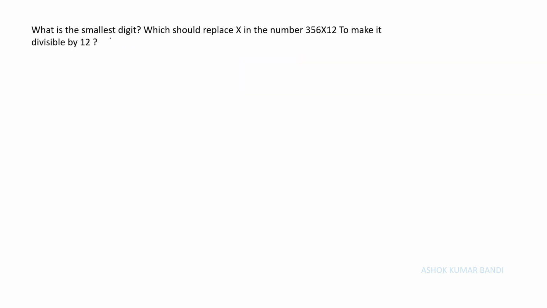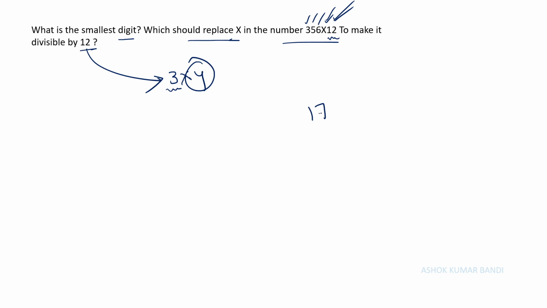Next, what is the smallest digit which should replace x in the number to make it divisible by 12? What is the rule for 12? It has to be divisible by both 3 and 4. The rule for 4 is that the last two digits should be divisible by 4. Anyway, we already have a number which is divisible by 4, so there is no use. Let's use the divisibility rule of 3. What is the rule of 3? The sum of the digits should be divisible by 3. So 3 plus 5, 8; 8 plus 6, 14, 15, 16, 17. I got 17 plus x.